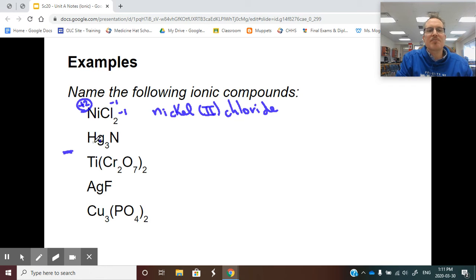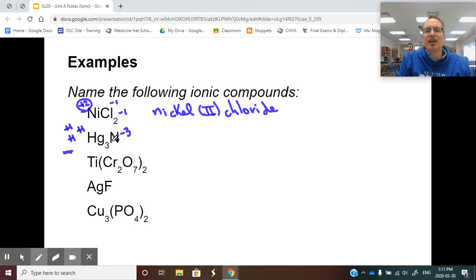Again, everybody find Hg. Hg is mercury. Mercury has more than one possible charge. So we're going to go to the nitrogen. Nitrogen is always -3. Since nitrogen will add up to -3, we need the mercury to add up to +3. And because I have 3 mercuries, that means every single individual mercury will add up to +1.